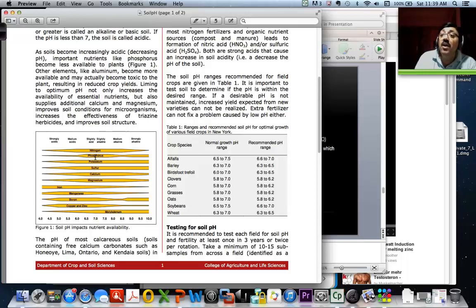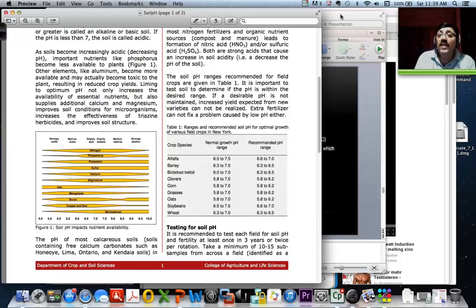phosphorus, potassium. All these, nitrogen and potassium and calcium, are extremely important minerals for the crops to grow. So you can see that they are all maximally available when it's slightly acidic or slightly alkaline. If it is more, then the crop doesn't grow well.